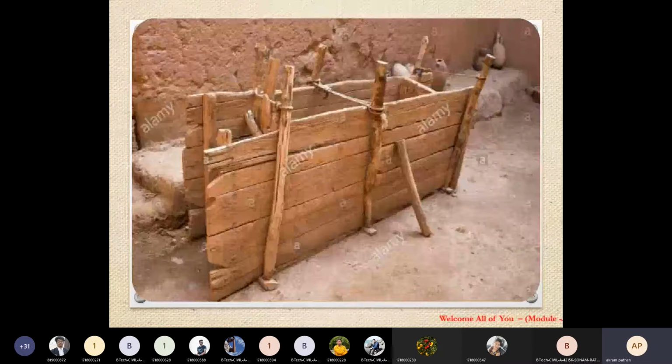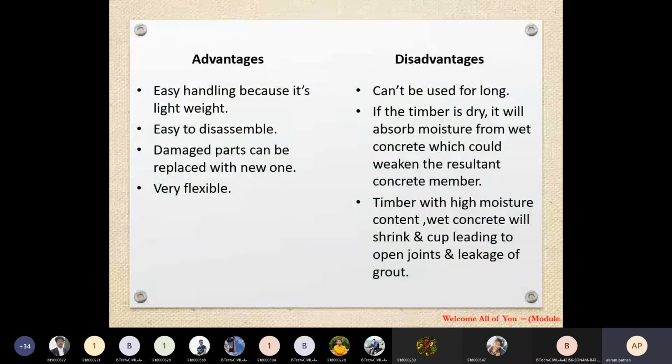So this is a particular figure regarding timber formwork. If you see the applications, timber formwork can be applicable only for small scale constructions. For example, if you want to pour concrete in rural areas, concreting work in villages, and in case of small scale structures, then we can go for the timber formwork. Otherwise, for massive concrete, we cannot use the timber formwork.